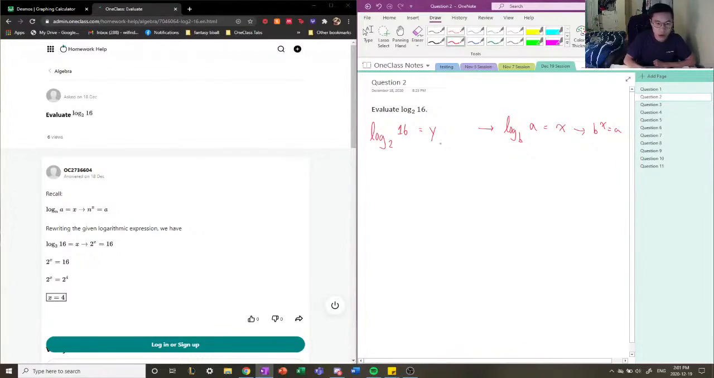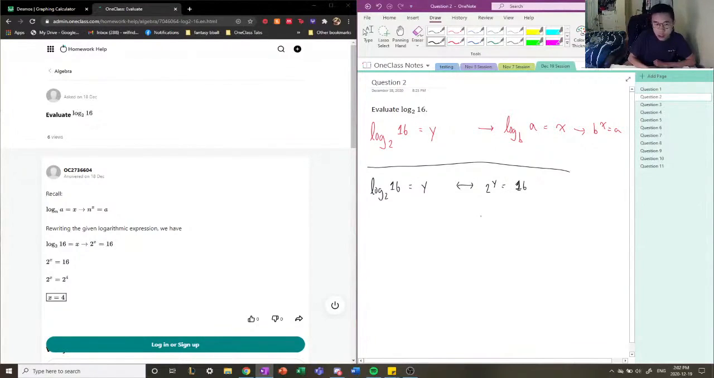In this case, we're trying to look for the power that will make 2 to the power of something equal to 16. So log base 2 of 16 equals y is the same thing as 2 to the power of y equals 16. So we're looking for y. We're looking for the exponent.